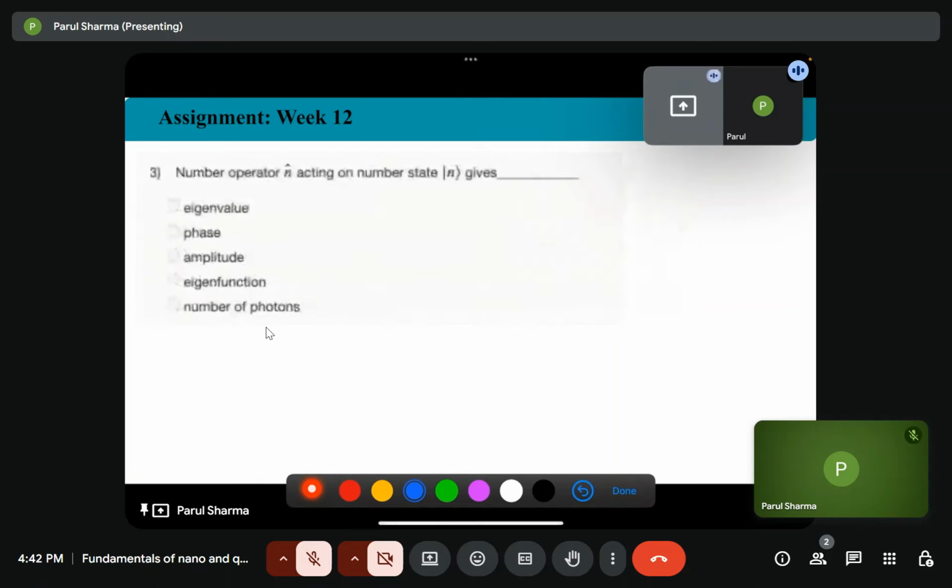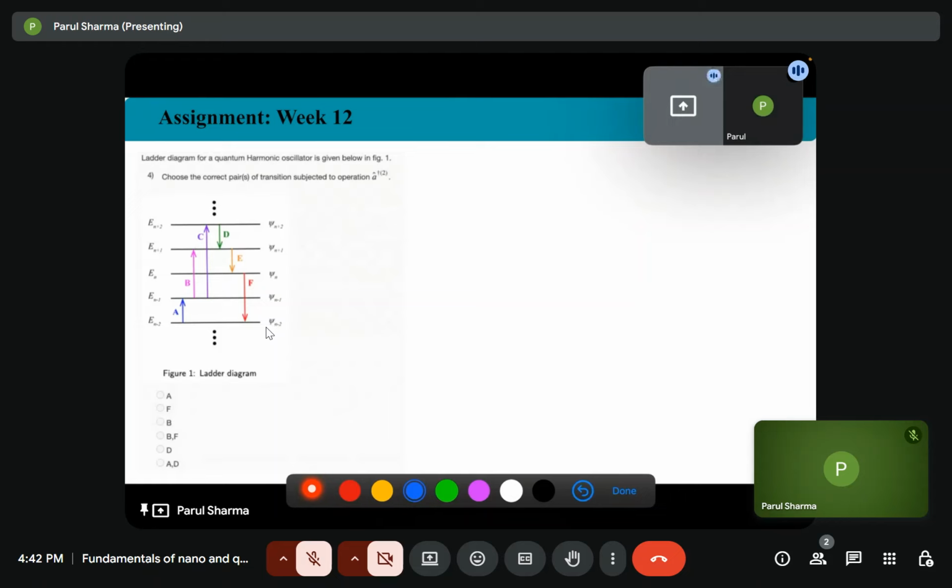Next question is: the number operator is operating on n. What will it give us? It will give us the number of photons. So the last option is correct. We have solved this problem in the very beginning of today's class: that n number states are the eigenstate of the Hamiltonian, and the number operator acting on the number state will give the number of photons in that particular state.